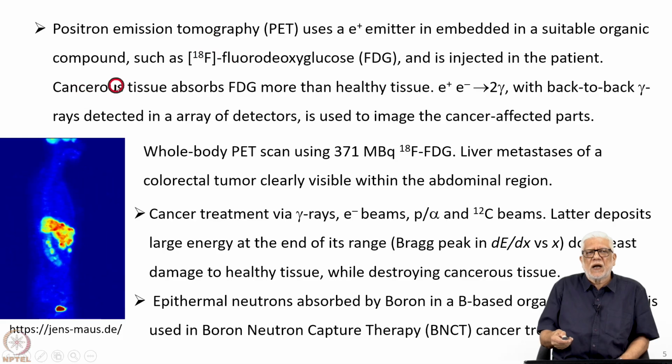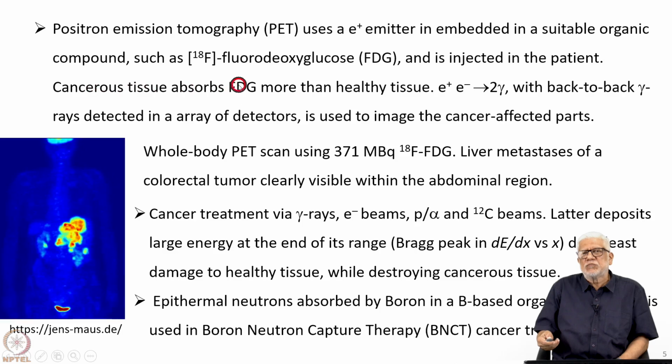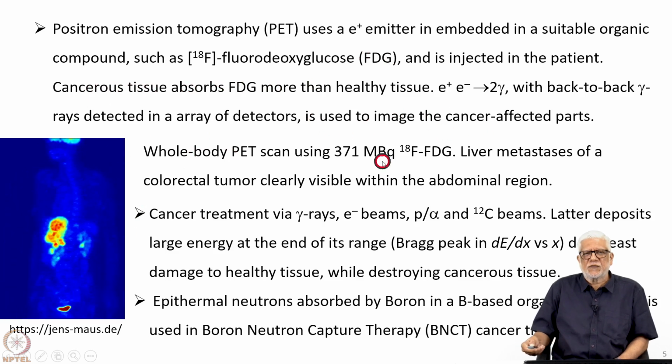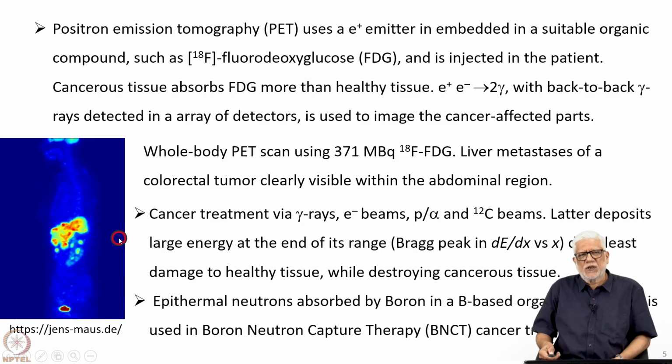The idea behind this is that the cancerous tissue absorbs FDG more than healthy tissue. So this can be used to give a contrast for the cancerous tissue versus the normal tissue and image the cancer affected parts. The typical number is 371 megabecquerel. 1 becquerel is 1 disintegration per second. So this is like 10 to the power of 9 disintegrations per second of fluorine-18, and you can do a whole body PET scan using this. For instance, liver metastasis is one example of that, where you get a 3D image also.